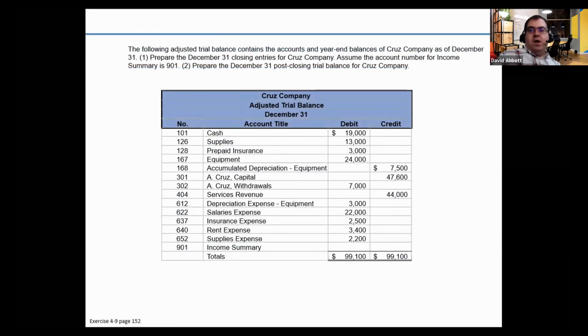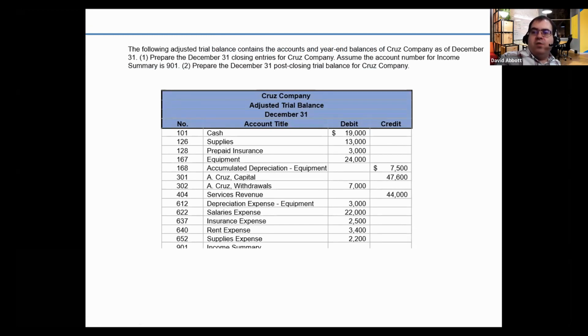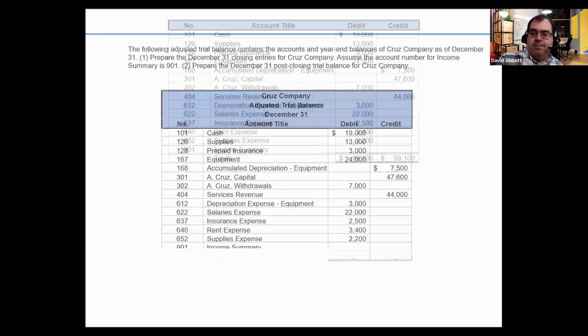All right, so the following adjusted trial balance contains the accounts and year-end balances for Cruise Company as of December 31st. Prepare the December 31st closing entries for Cruise Company. Assume the account number for income summary is 901. And then we'll prepare the December 31st post-closing trial balance for Cruise Company.